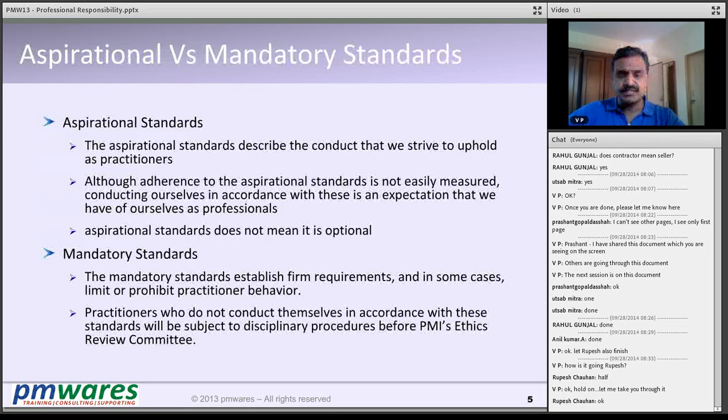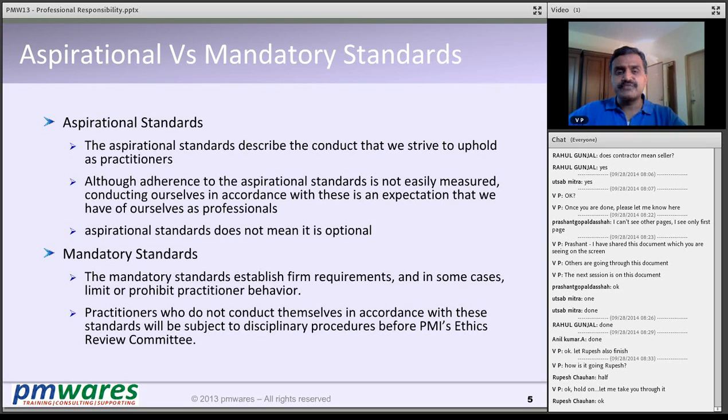It's not necessarily the customer. Now another aspect of this is aspirational standards and mandatory standards. Mandatory standards means they need to be followed. Aspirational standards also need to be followed. So aspirational standard does not mean you need not follow them, or that they are optional, that you either follow or don't follow. No, as such both are mandatory.